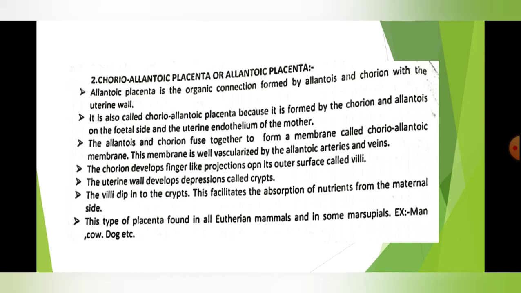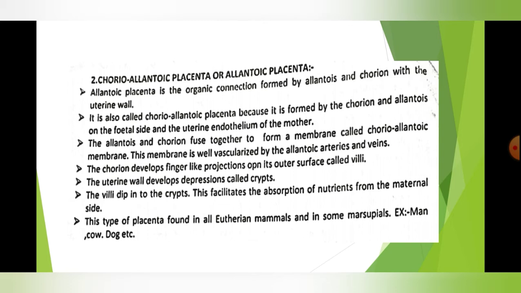This finger-like structure will enter inside the uterus and absorb the nutrients from the maternal side. Whatever the mother eats or drinks, it absorbs the nutrients from that and passes them on to the baby. This type of placenta is found in all eutherian mammals and in some marsupials. Examples include cow, dog and man.